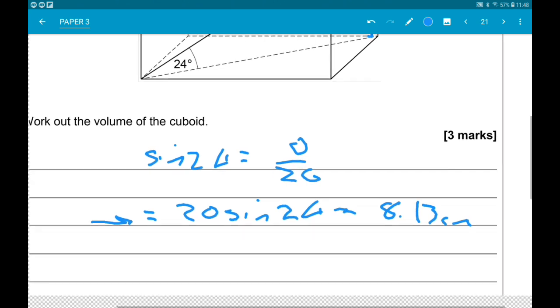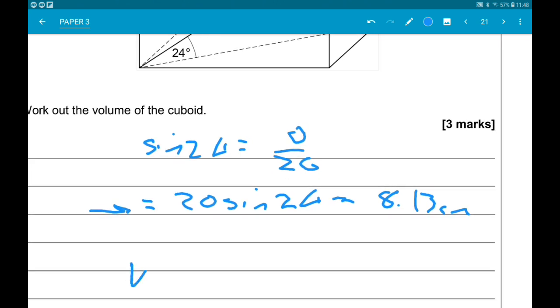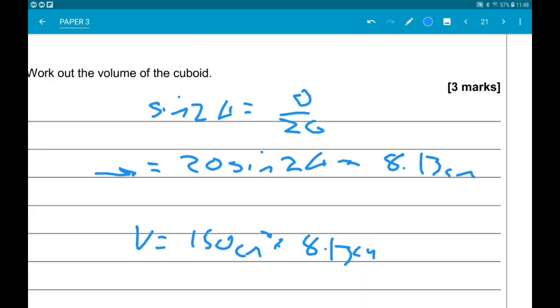So the volume is 150 centimeters squared times 8.13 centimeters. That gives me 1,219.5 centimeters cubed.